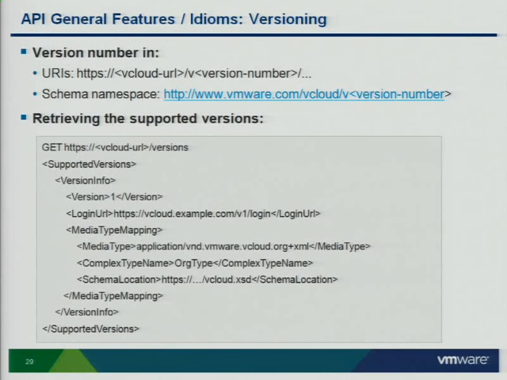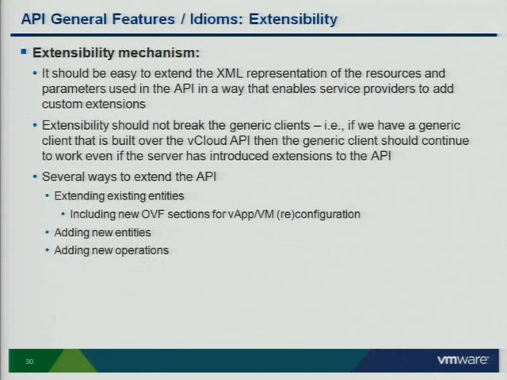Then some information about the model, what are the complex types, what are the media types, what is the XML schema. All this is supported by the versioning information that we return by the API.